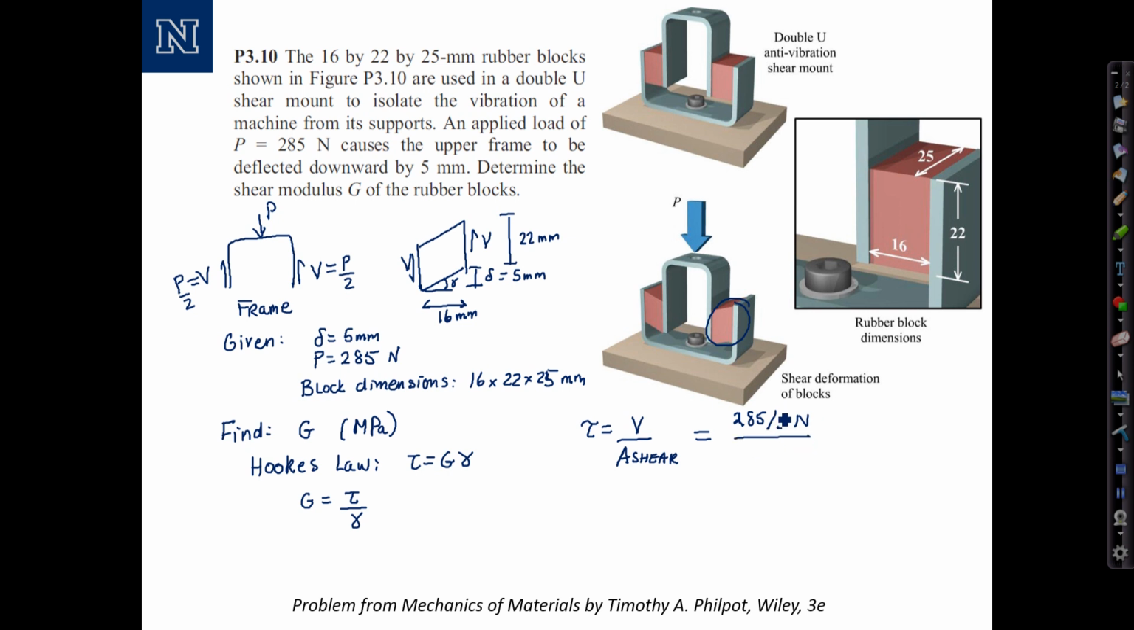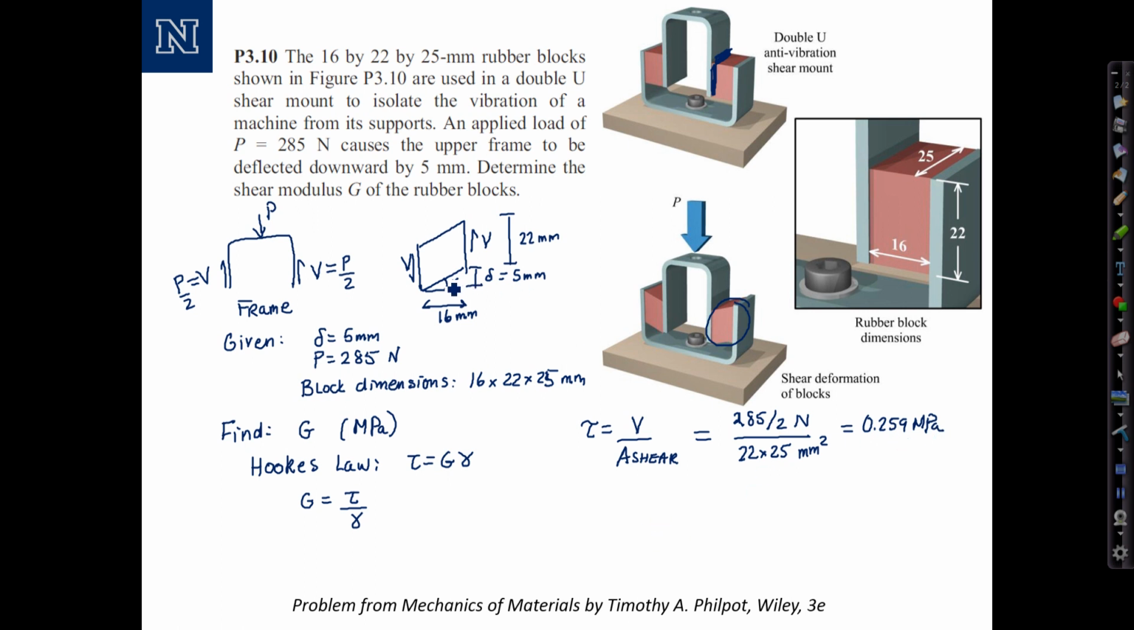And the shear area is going to be the area of the interface that interfaces with the mount on the right side. So not the thickness, but the height times the width. So those dimensions, height of 22 and a width of 25 millimeters squared. Doing our calculations, this is 0.259 newtons per millimeter squared, or megapascals.